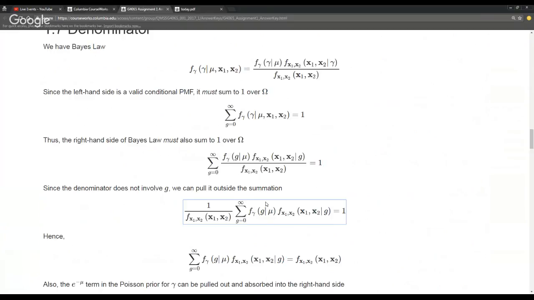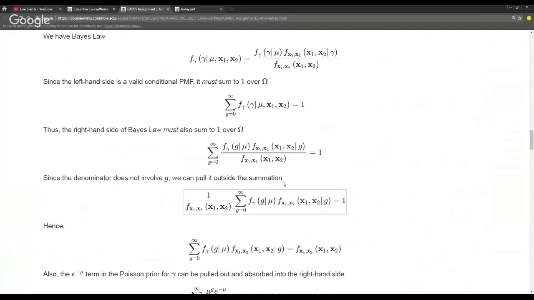So if we have a positive thing multiplied by a sum of positive things equal to 1, all we have to do is multiply both sides by f of x1 and x2, and we come up with the relationship: the summation of the numerator of Bayes' law is equal to the denominator of Bayes' law. And that's really the key to understanding this question conceptually.